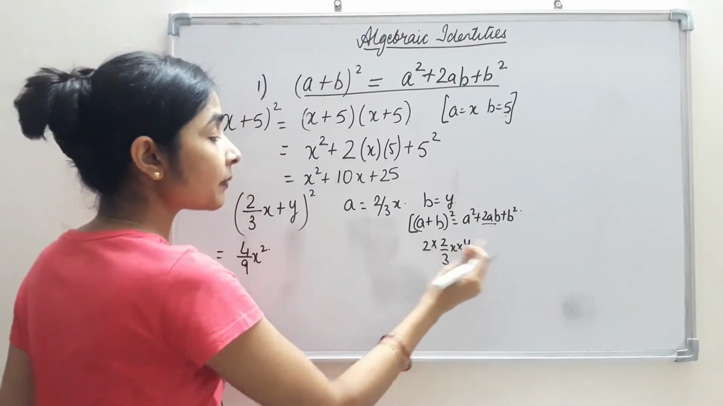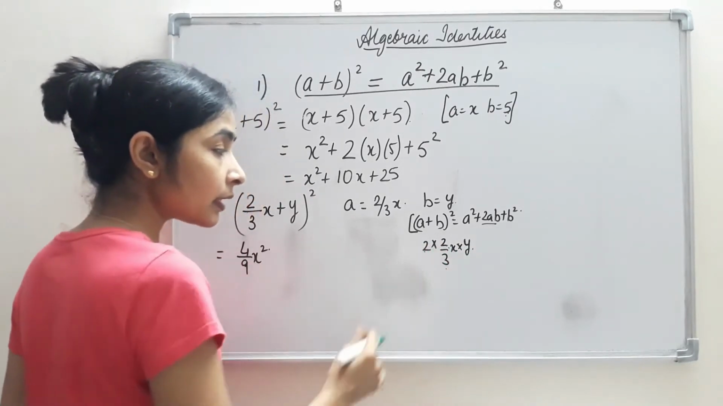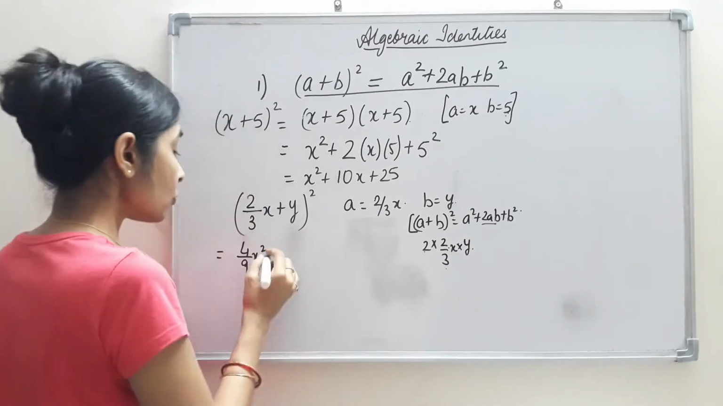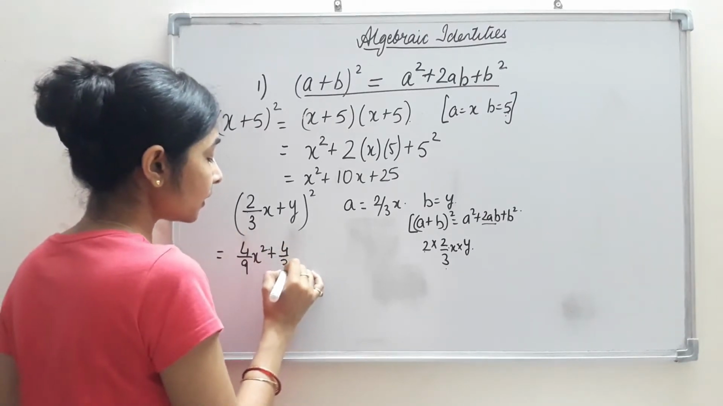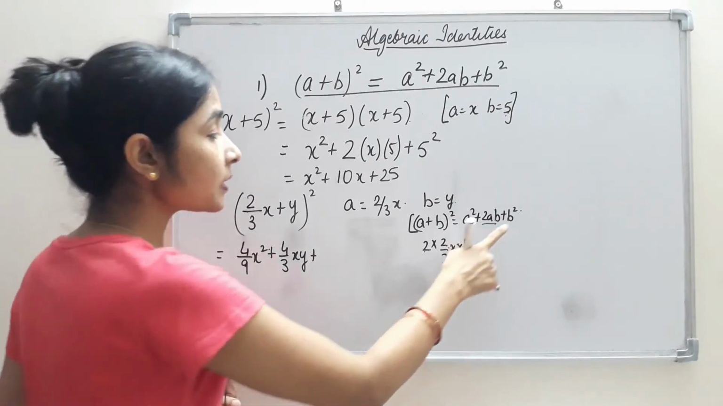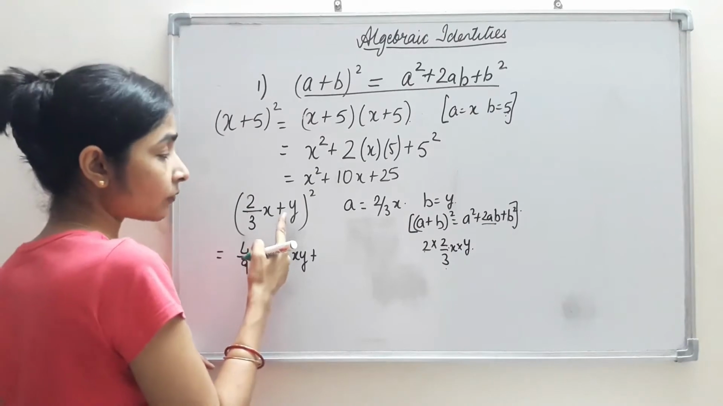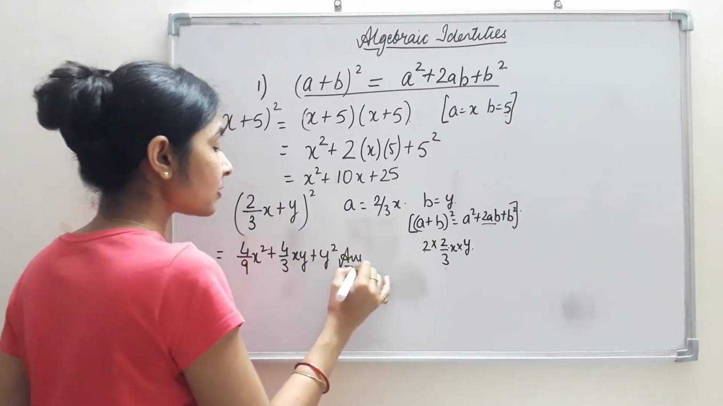So if we multiply all these, what answer do we get? 2 2s are 4 upon 3x multiplied by y, 4 upon 3xy. So what do I get here in place of 2ab? 4 upon 3xy. And at the third place we are having b square. So whatever is at the place of b, we'll just do the square of that. That means here we get y square. So this is the final answer. It is such a simple one.